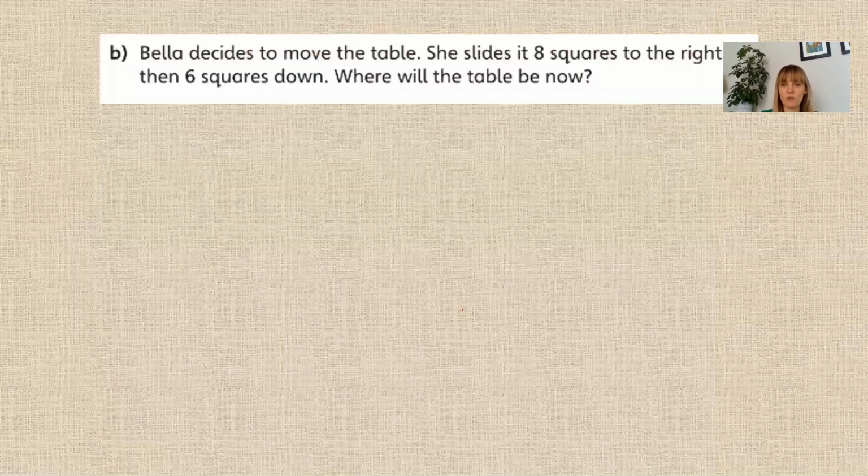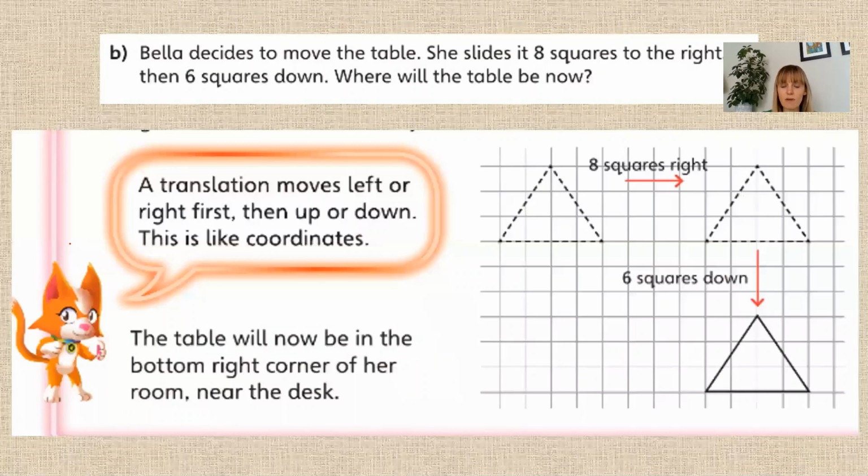Now, her next question was that she decided to move the table. And now this time she's moving it 2 places. She's moving it 8 squares to the right and then 6 squares down. Now, the important thing to remember here is that if you are translating a shape, it's going to move left or right first, and then it's going to move up or down afterwards.